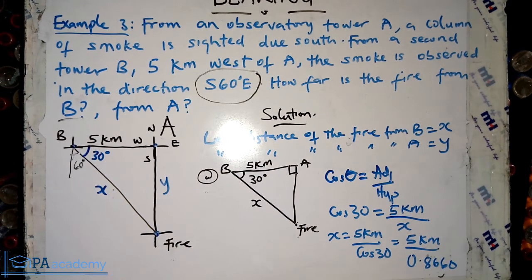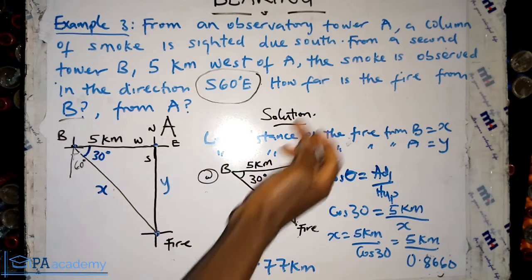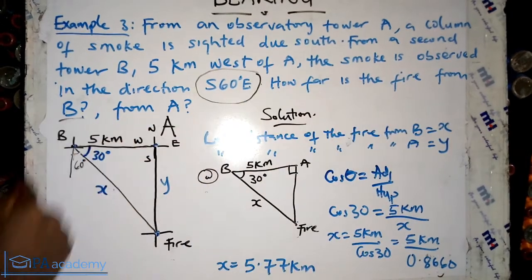0.8660. So let's continue here. With that, our x will be equal to 5 kilometers divided by 0.8660. That's 5 divided by 0.8660, and that will give us 5.77, and don't forget the unit, kilometers. So now we've been able to get the value of our x, which is the first part of the question: how far is the fire from B?